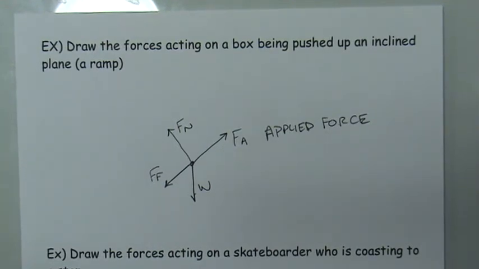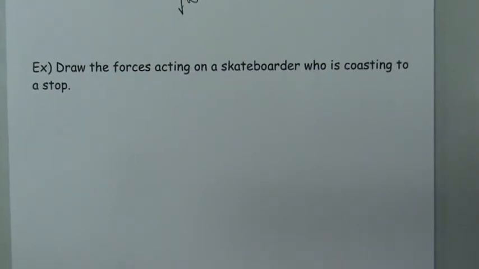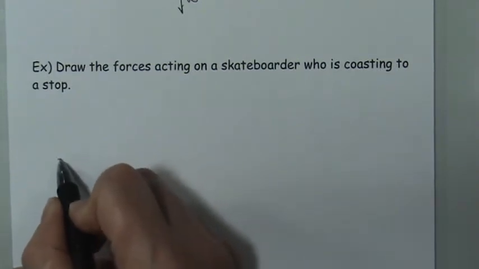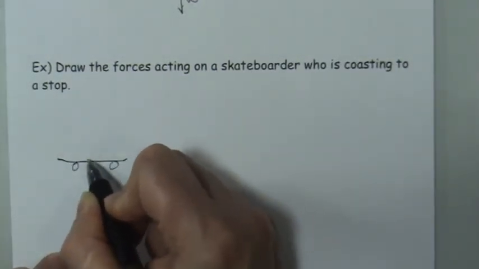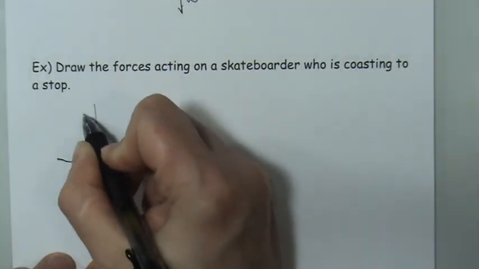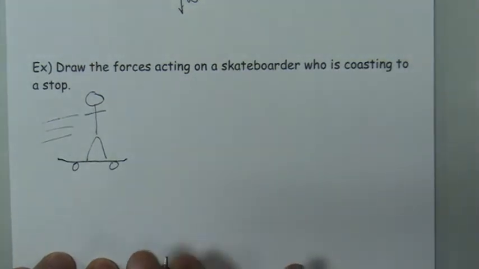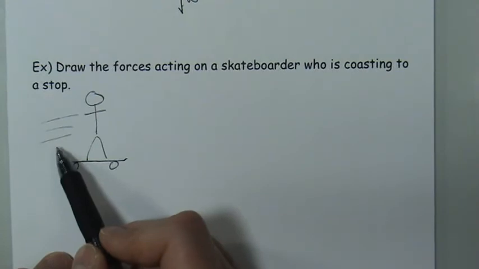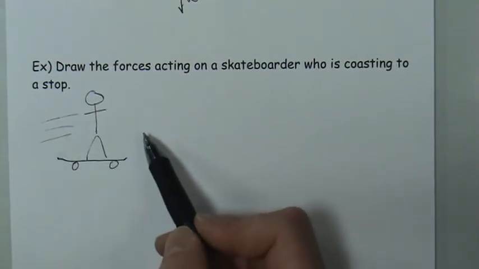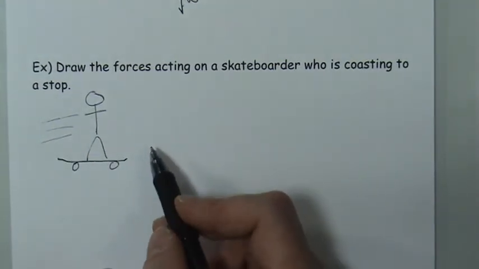Okay, that's going to leave us with one last example that we'll take a look at, and that is the forces acting on a skateboarder who is coasting to a stop. So not putting their foot down, not pushing against the surface. Right, so there's the skateboarder. We're going to assume in this particular instance that they are moving to the right. These little lines that I'm drawing right there, those are from the drag force. That's the air going around the person, and you can feel that air as it moves past you.